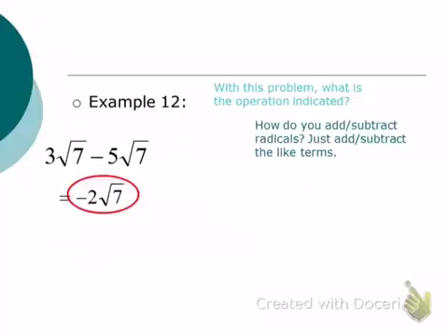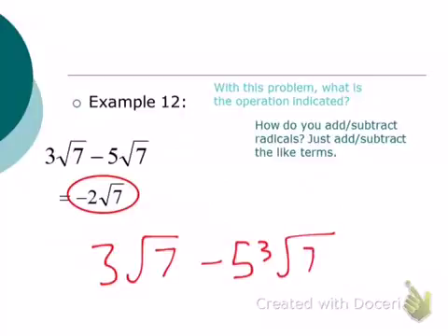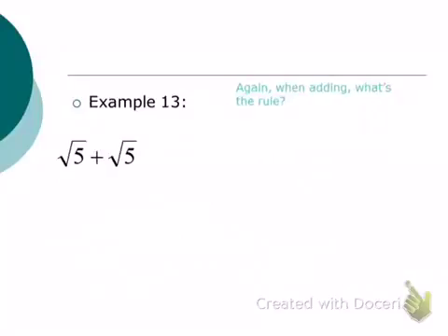Okay, we could not add this if it was 3 square roots of 7 minus 5 cube roots of 7. No can do. The indexes are different. You can't deal with that. All we can do there is take a decimal approximation of this to simplify it. If we leave it in radical form, there's nothing we can do with it.